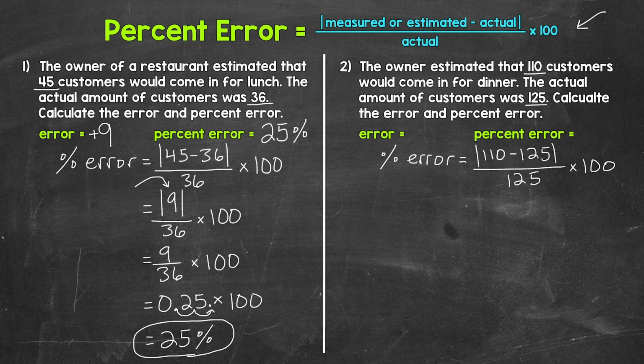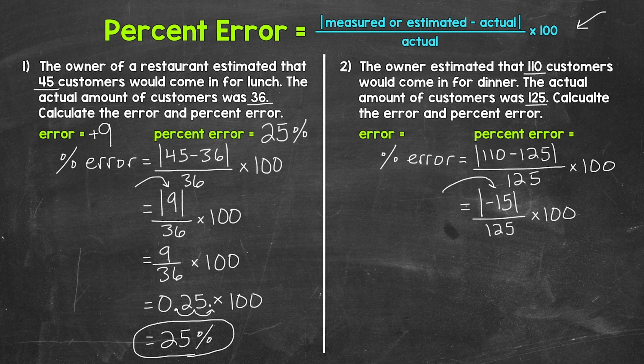Now let's work through this. So we will start by subtracting. We have the estimated value, 110, minus the actual value, 125. That gives us negative 15, and that's our error. So we have the absolute value of negative 15 divided by 125 times 100.